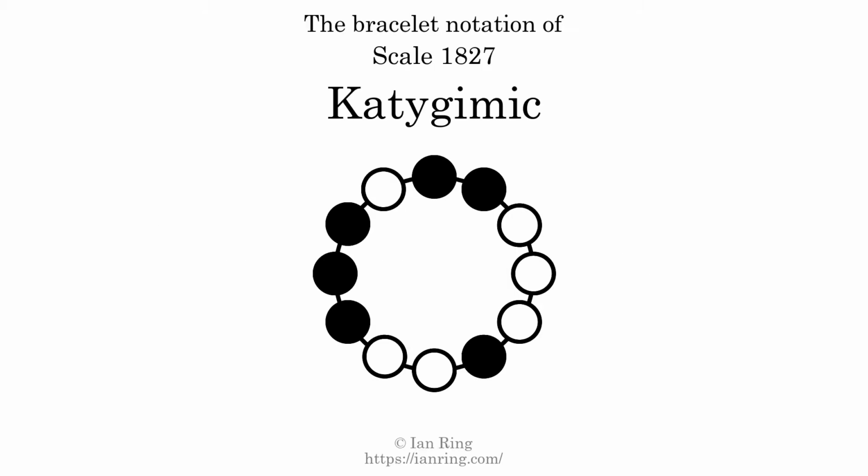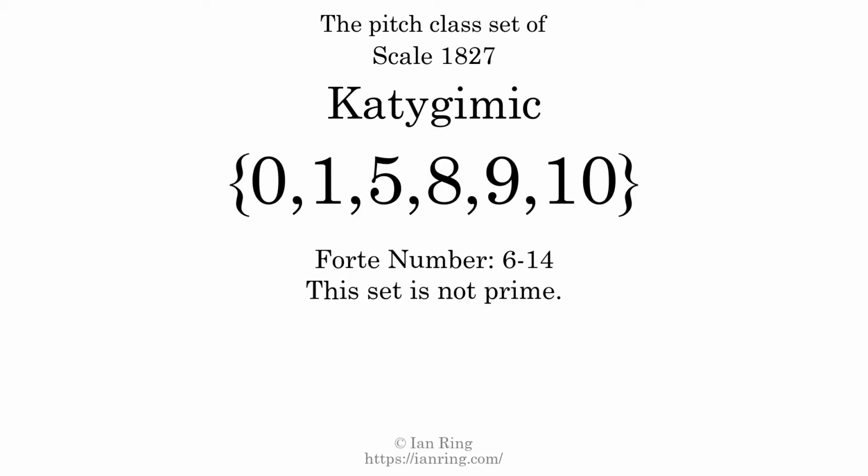This is a bracelet notation diagram of scale 1827. The shaded circles represent tones that appear in the scale, and they are read clockwise, starting at the top. The pitch class set for this scale is 0, 1, 5, 8, 9, 10. The fault class is 6, 14. This set is not prime.